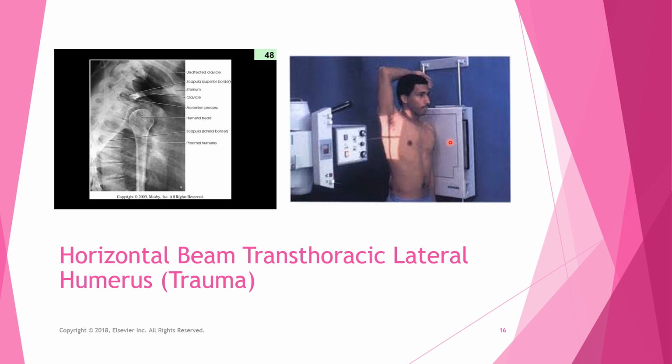Central ray is perpendicular to the IR. This is the affected humerus. You raise the unaffected arm out of the way and center middle of the thorax. Ideally, you're going mid-humerus, but it's the affected humerus, and you're shooting through, or transthoracic, across the thoracic spine, across the thorax of the patient's body. Okay, so with that, that is a trauma view.